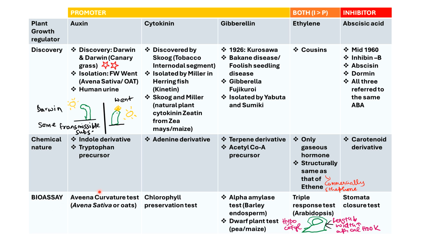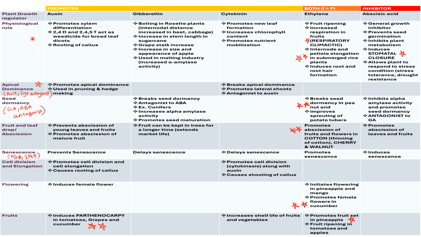Bioassay is important. For auxin, the Avena curvature test, in oats or Avena sativa. Chlorophyll test for cytokinin. Alpha amylase test or dwarf maize plant test for gibberellin. Triple response test for ethylene, very, very important, and stomatal closure test, also very important, for abscisic acid. Let's see the specific physiological role of each hormone.